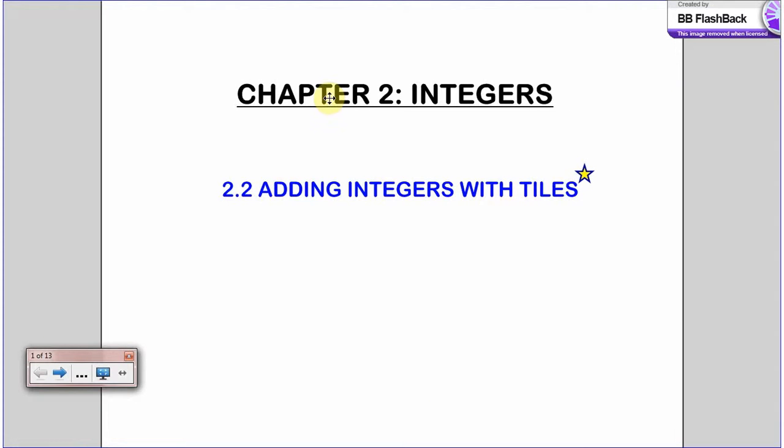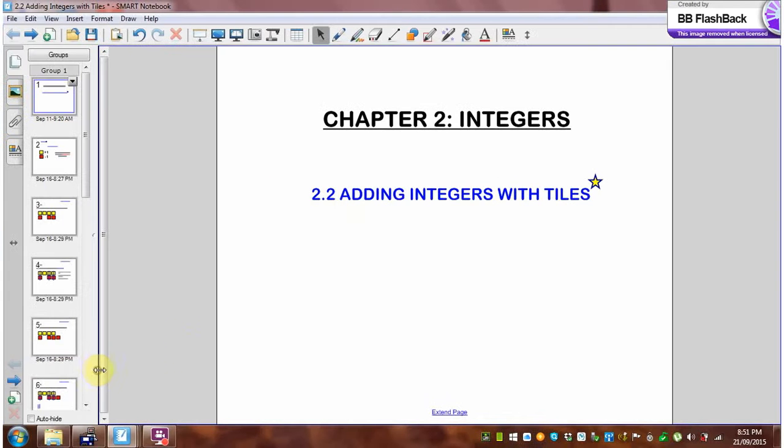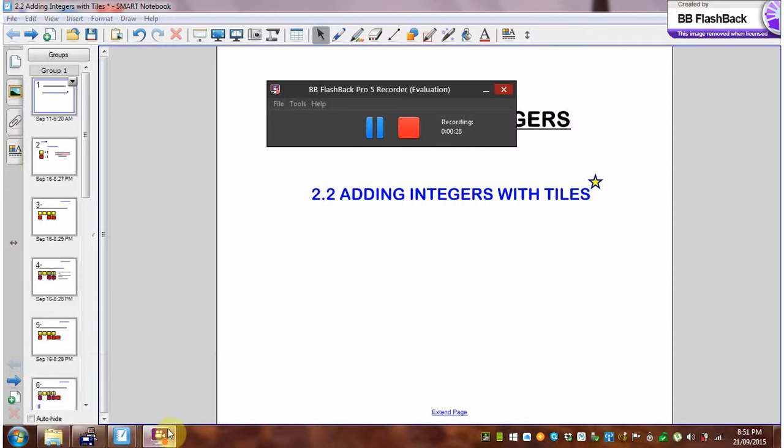Hello guys, today we're starting a new section, section 2.2, and it's called Adding Integers with Tiles. So I want you guys to write that down in your exercise books. Make sure you keep your notes nice and neat and tidy. So just pause that, make sure you got the title down, and then once you're done, press play and we'll move on.